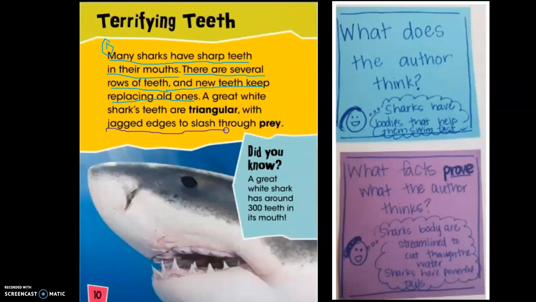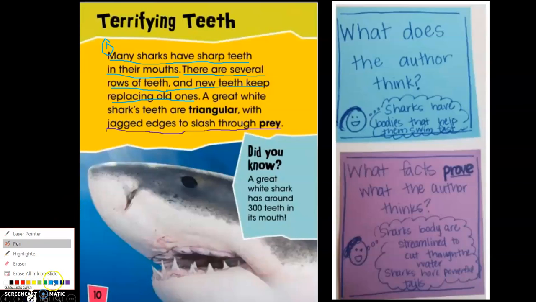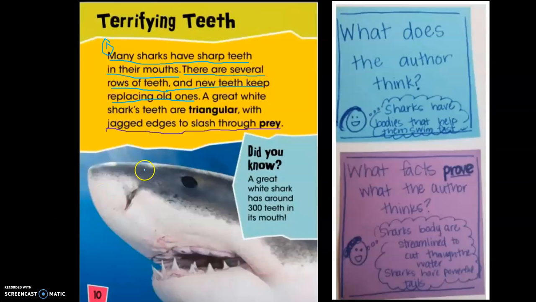And the word slash means that something sharp is slashing through something else, like when you slash through maybe an orange with a knife. That knife is sharp, so that jagged edges, that slash, is showing how sharp their teeth are. So that's one fact to prove his first thinking. Then let's see if we can find a fact to prove his second thinking right here.